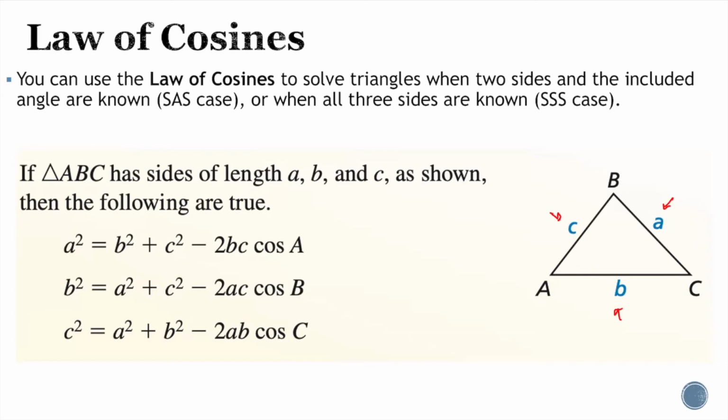So looking at the first one, we have a squared is equal to b squared plus c squared minus 2 times bc times cosine A. Take the time to write this down. Let's move on.